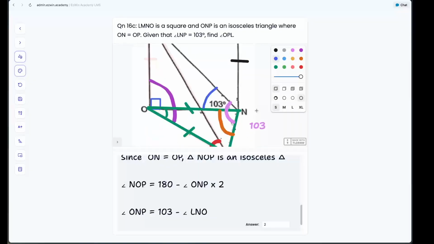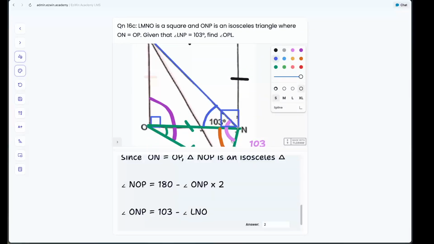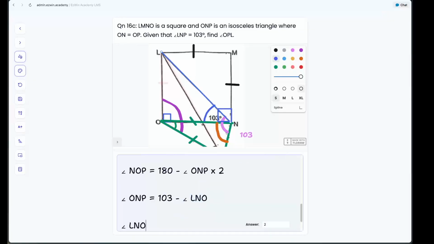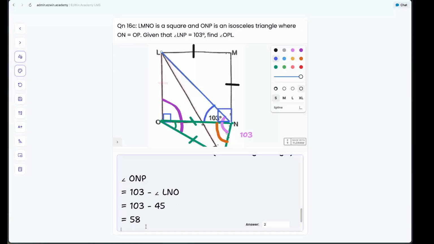So what is this blue angle over here? The thing is that since we know the corner of the square is a right angle, and the line from L to N is half of a square, that means this angle LNO is basically 90 divided by 2, which is 45 degrees. So that means angle ONP is 103 minus 45, and this will give us 58, as what you see over here.